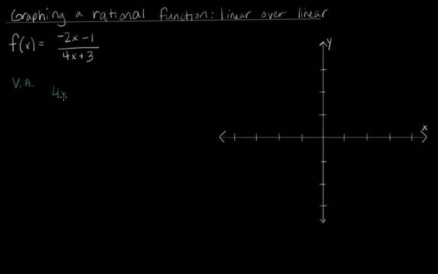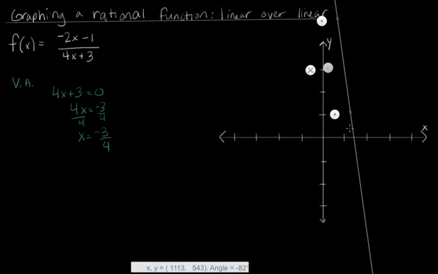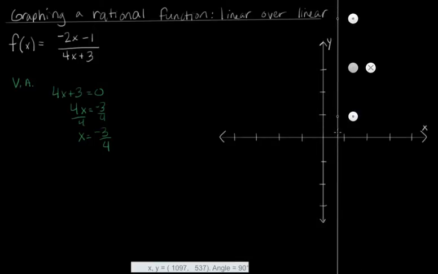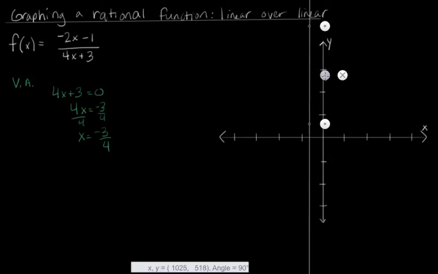So 4x plus 3 equals 0. And we can move the 3 over, so 4x equals negative 3. And we divide by 4, so x equals negative 3/4. Okay, so let's go ahead and graph that. This is going to be a vertical line where x is equal to negative 3/4, which is going to be somewhere around there.